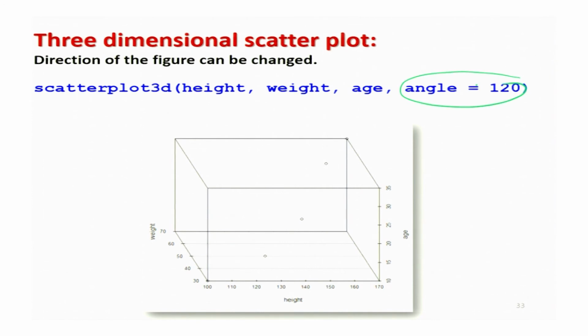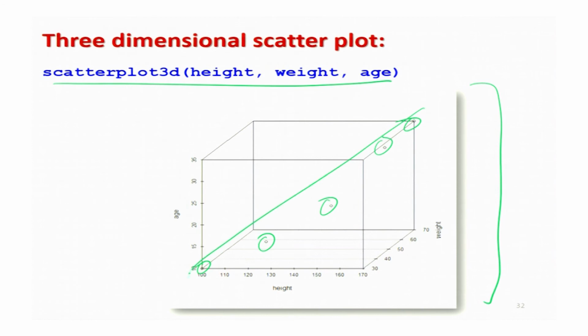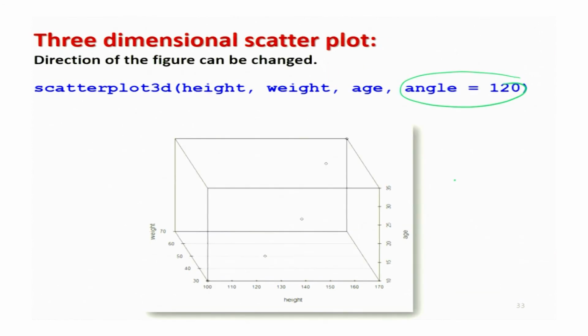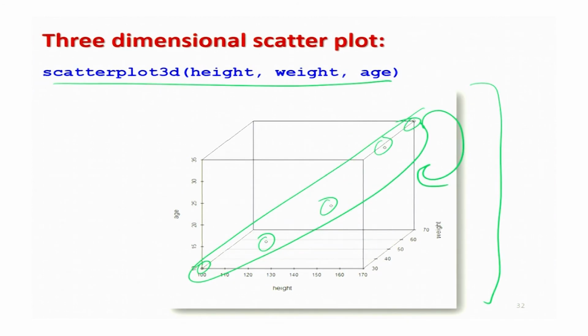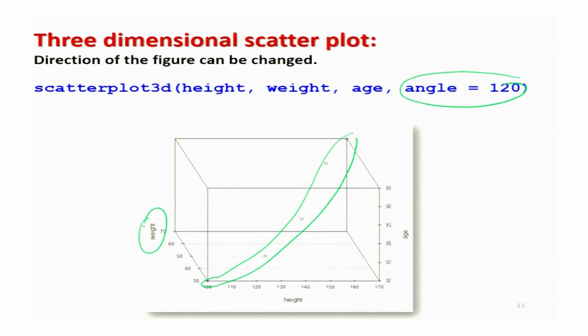So if you try to see here, this was the inclination. Now this inclination is changed by 120 degrees, and this inclination becomes like this. Right, it is changed, and you can see the axes here are age, weight and height, but now it becomes weight, height and age. So now this entire box is being rotated like this, clockwise or anti-clockwise, that you also can control.